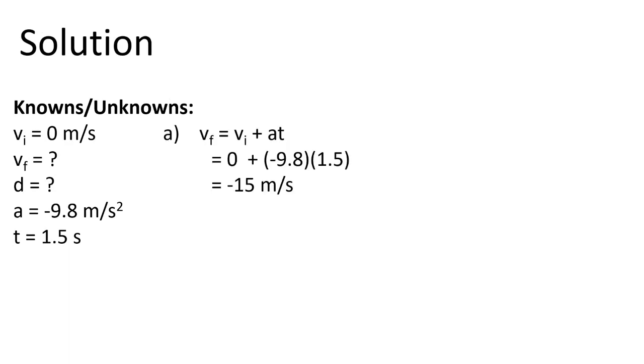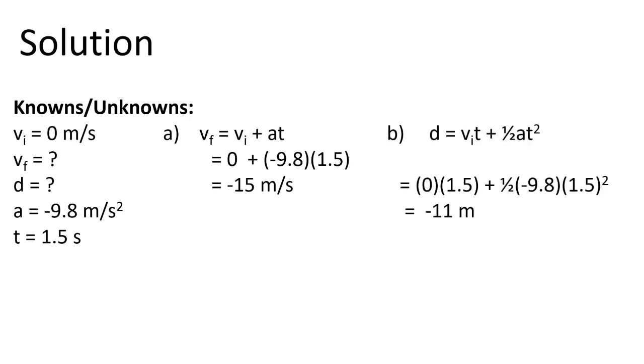And then for part A, we want to know what is its final velocity after 1.5 seconds. So we need to go and find the kinematics equation that works for that. Okay, and then the second question, we're looking for how far has this ride fallen. The initial velocity in the y direction is 0. So we just plug and chug some numbers there and get that it's fallen 11 meters in that 1.5 seconds.